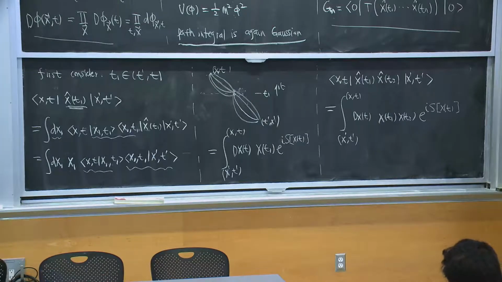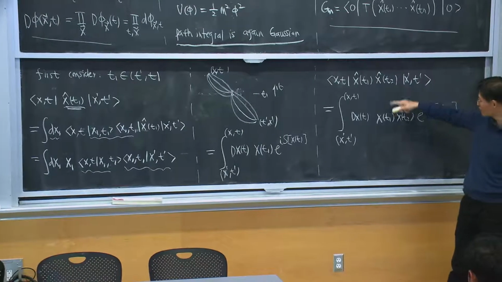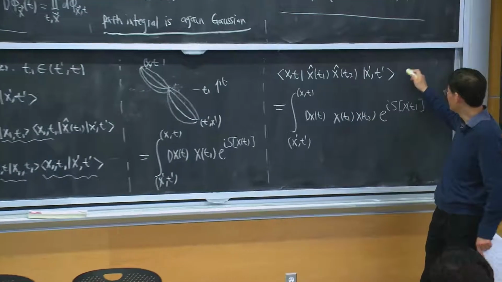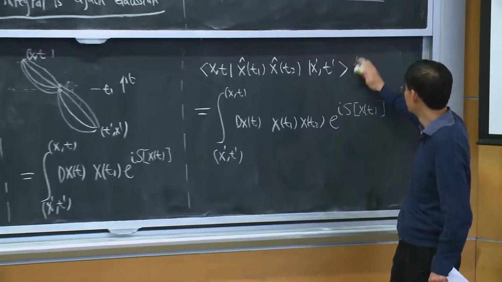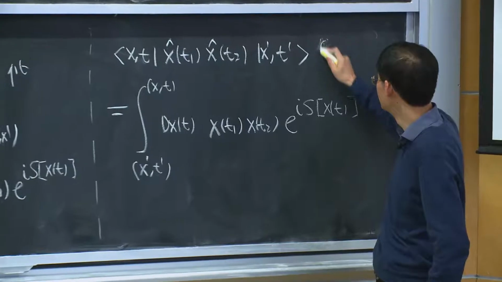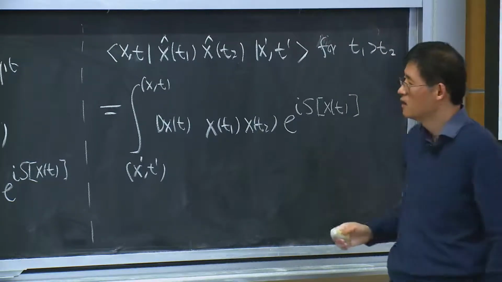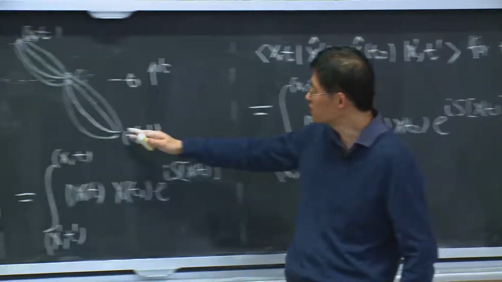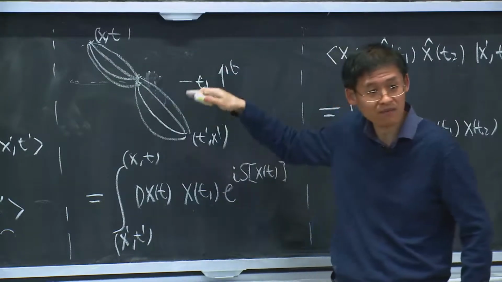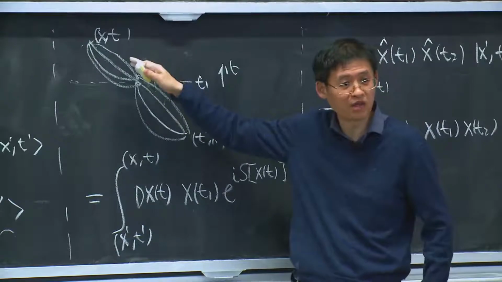Not completely correct, for one reason, which one of you actually asked before. It's because you have to order them. Exactly. This is only equal to that when T1 is greater than T2. So remember, all these paths don't come back in time. The paths go forward in time, they don't come back.